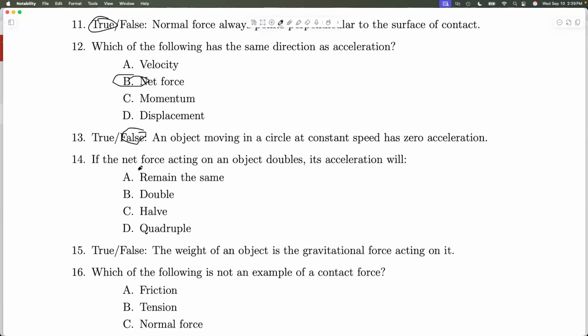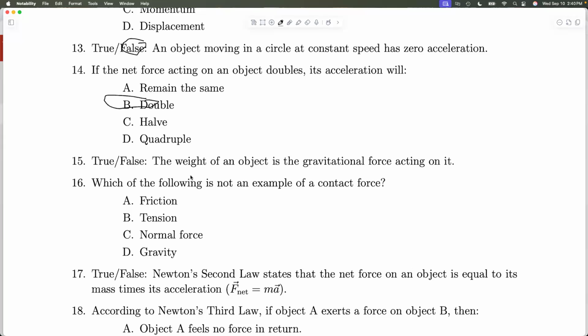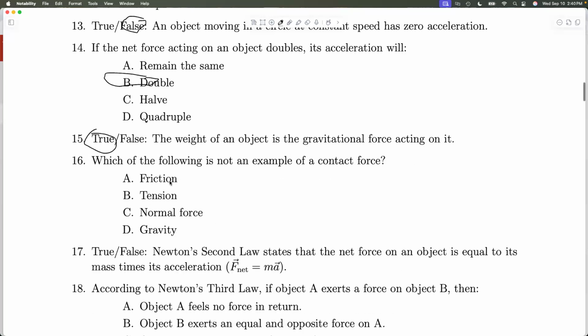F equals ma. If the net force doubles, the acceleration will double. Yeah, that's what weight means. Which of these is not a contact force? Gravity is the only non-contact force we deal with this semester.